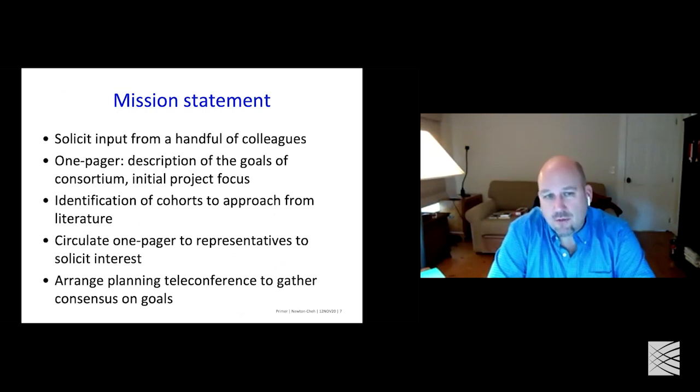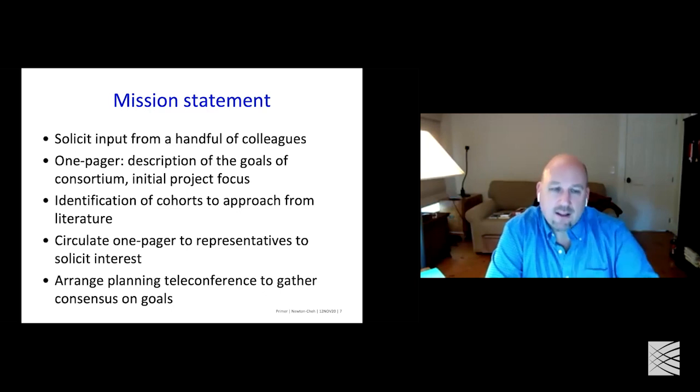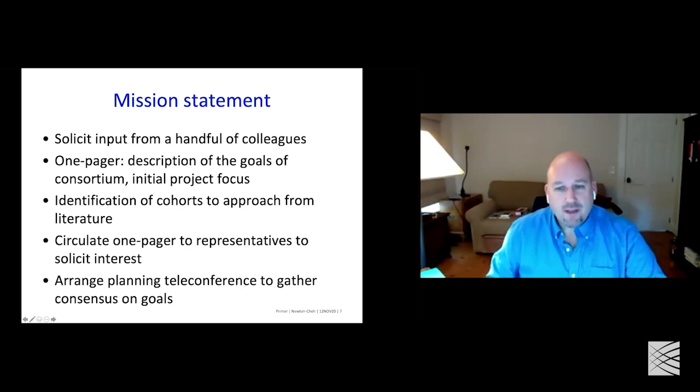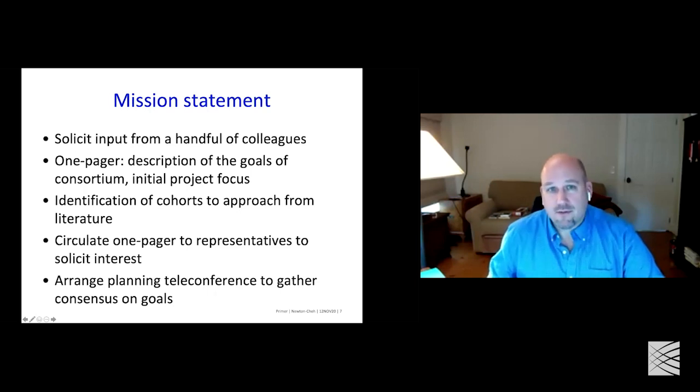Identification of cohorts who might be approached is readily done by comprehensive literature searches and then word of mouth, and circulation of this one-pager preliminary description essentially can be done to identify representatives of different cohorts or identify the appropriate member of a cohort who might be interested to participate. And then once a large enough group has been assembled, even if it's smaller than the final group that will contribute, then arranging some sort of planning teleconference to gather a consensus on the goals of the project.